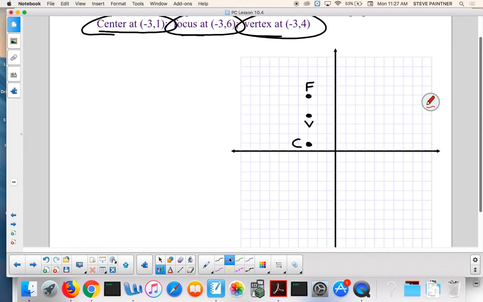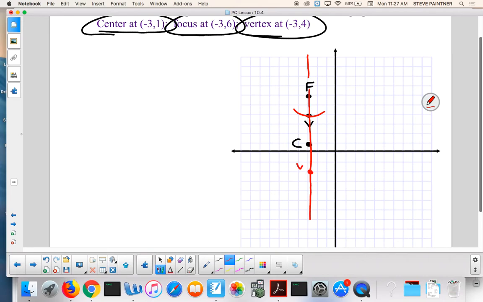Transverse is what? Vertical, horizontal? Vertical, yeah. Okay, so we got this vertical transverse going through, okay? Which tells me I know I'm going to go this way. Where's the other vertex, sorry? 3 down from C. 3 down from C. 1, 2, 3, something like this.